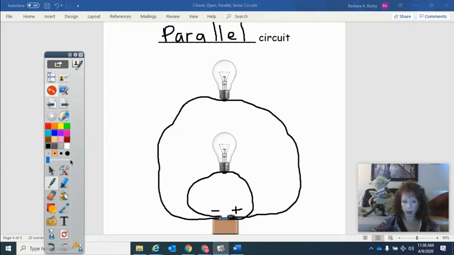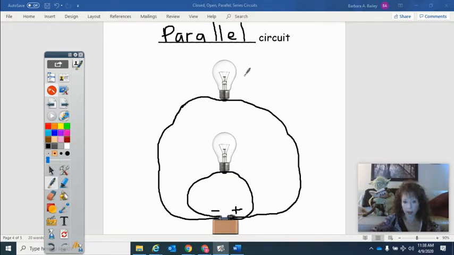And so in a parallel circuit, let's just say there was a break here. Maybe the wire came loose or something happened where this light bulb is not working. This one will still be able to work because it has its own connection to the power source. So that's a parallel circuit, meaning that if this one goes out, this one can continue to still work.